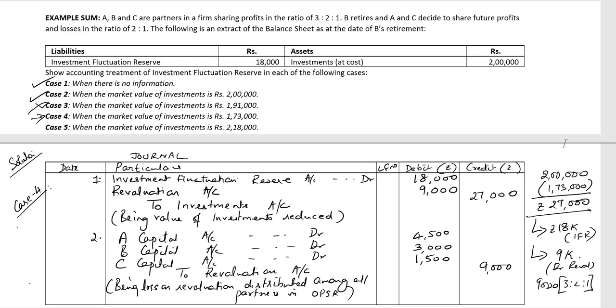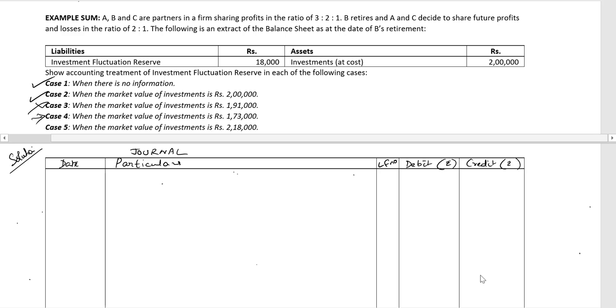Let's go to the final case, case 5. Case 5 says when the market value of investment is rupees 2,18,000. So now there's an increase in the market value of investments, and the amount of increase is rupees 18,000. The investment fluctuation reserve is not necessary because there is no decrease in the market value of investment, there is only an increase. So we'll first distribute the investment fluctuation reserve of 18,000 among all partners in OPSR.